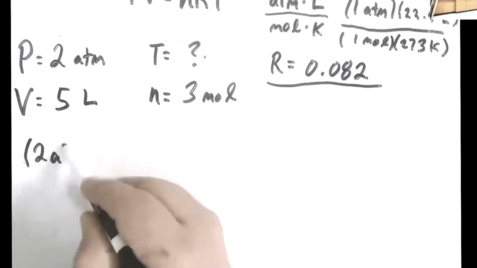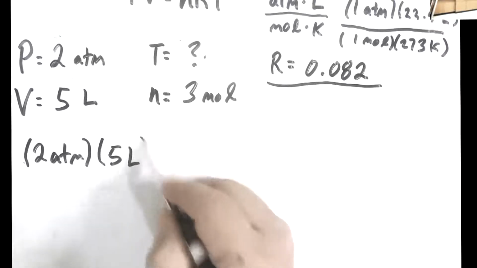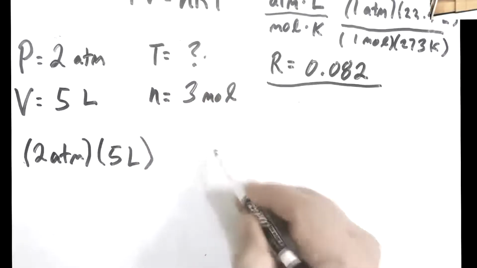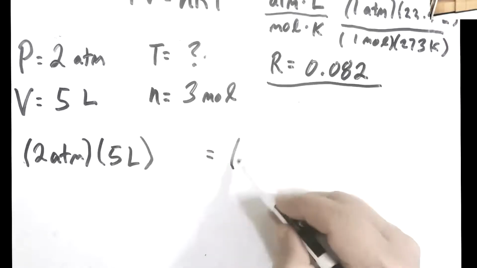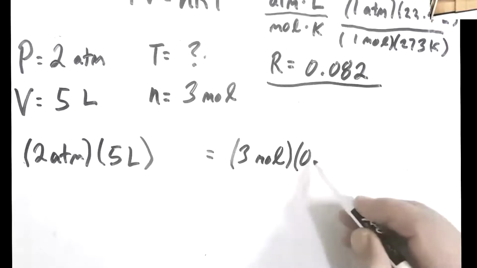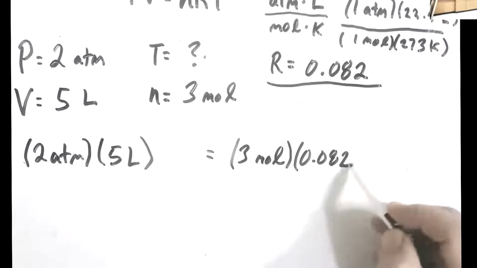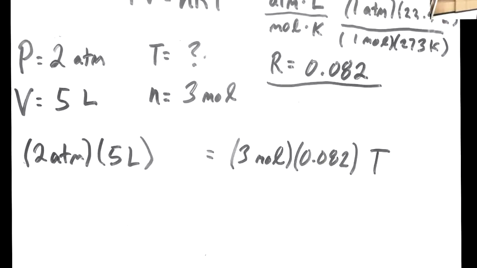2 atmospheres is the pressure. 5 liters is the volume, PV. That's going to equal n, which is 3 moles in this case, times the same number, 0.082, and our temperature is unknown. In this case, we want to solve for an unknown on the right-hand side of the equation. We want to isolate T.